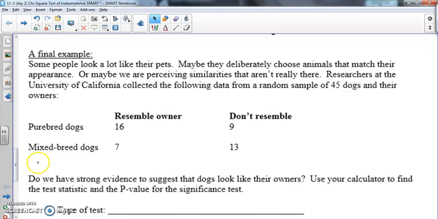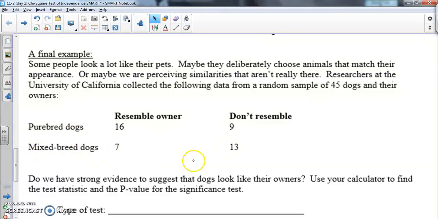Some people look a lot like their pets. Maybe they deliberately choose animals that match their appearance, or maybe we are perceiving similarities that aren't really there. Researchers at the University of California collected the following data from a random sample of 45 dogs and their owners. Well, I sure hope I don't look like my dog. But anyways, we want to take a look at this.